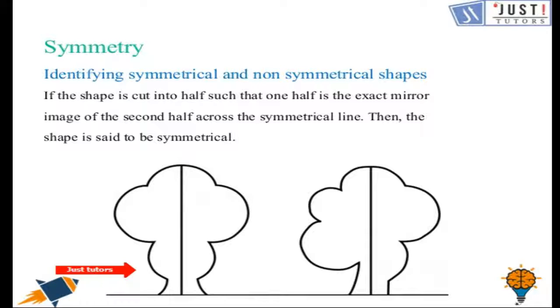Let's take an example. In this one we have a line, and this line is dividing this shape into two equal halves. This one and this one, they both are the exact mirror images of each other, which means that this shape is symmetrical. If we look at this one, we've noticed that this half is not an exact mirror image of this half, which means it is a non-symmetrical shape.